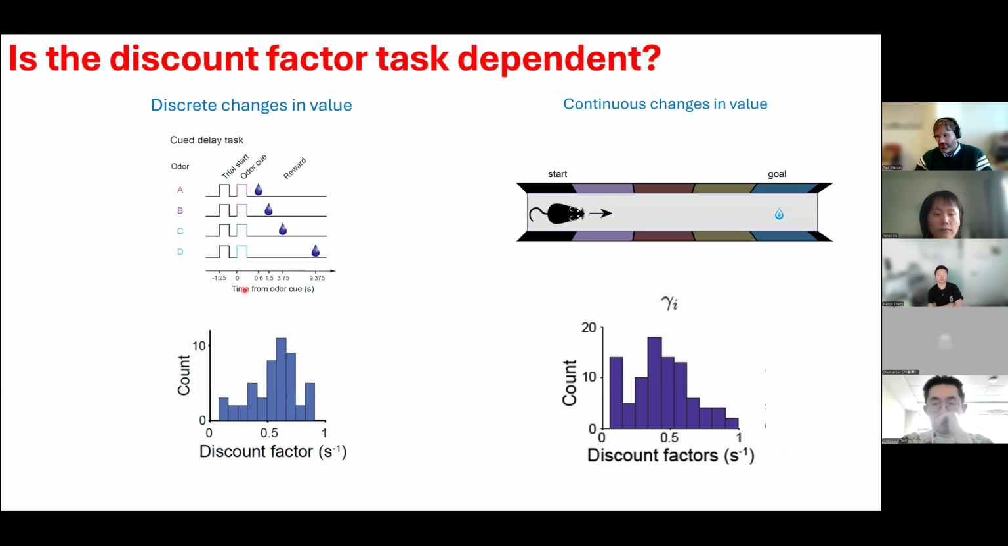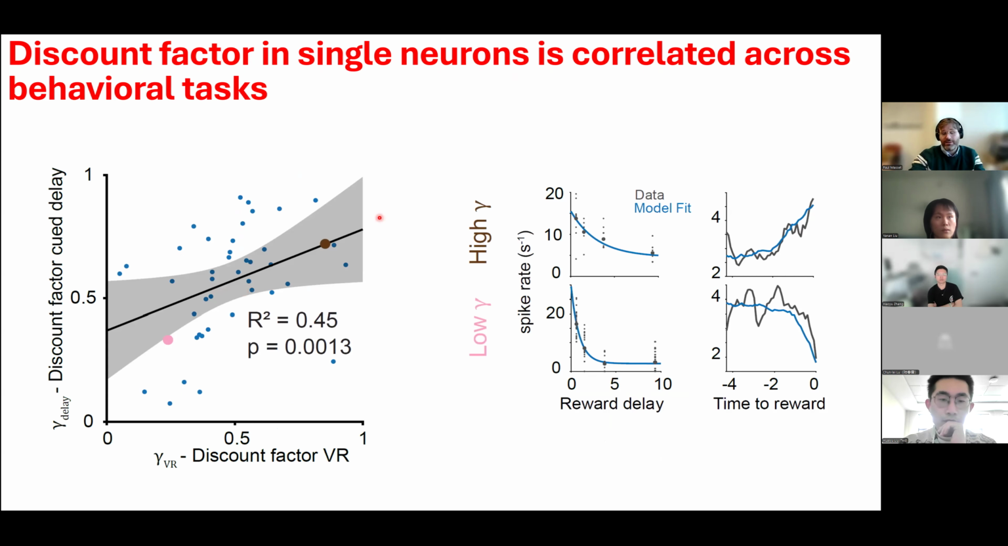So now we have these two different stories, I want to say. One of them is that you have discrete changes in value and you can measure the discount factor. The other one is you have continuous change in value and you can measure the discount factor, right? And the beauty of this experiment is that some of the animals were actually recorded across both tasks. So we have recorded the same neuron in the discrete change in value task and in the continuous change in value task. And so now we can look at the correlation across that population of the discount factor across the two tasks. And what we see is that there's indeed a pretty strong correlation across discount factors.